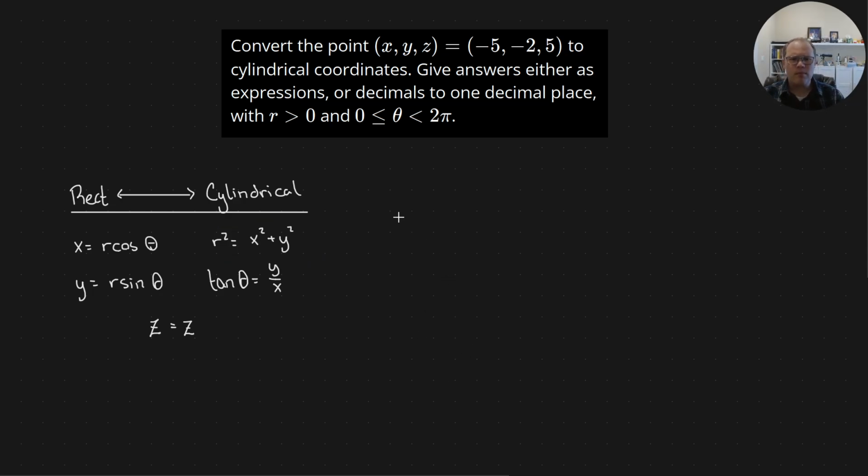Okay, so here we have r squared equals x squared plus y squared. Just plug in. My x is negative 5, my y is negative 2.